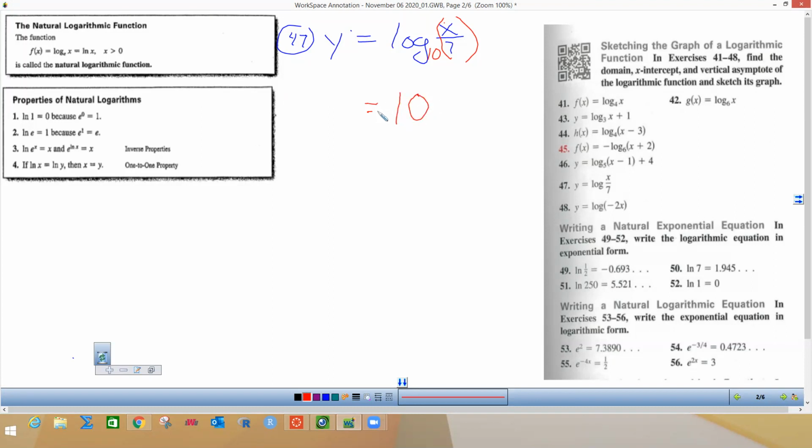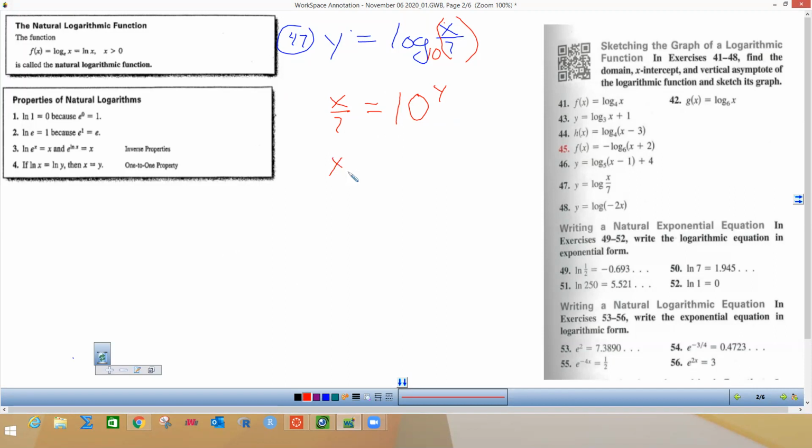What becomes the power of the 10? That's the base. Base stays base. The other two do what? Play switcheroo. So let's switch them. What becomes the power of the 10? The y. What goes on the other side? X over 7. Now we want to get the x all by itself.